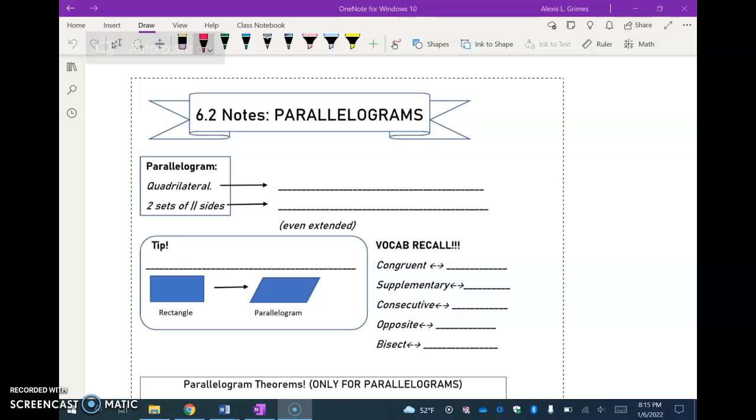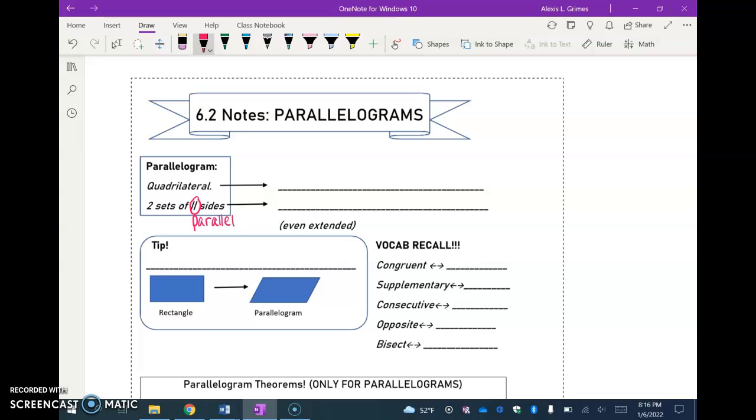Okie dokie. So now we're going to talk about parallelograms. So a parallelogram, definitions in this top left box here. A parallelogram is a quadrilateral that has two sets of parallel sides. Remember, this symbol here means parallel. Make sure you mark that if you don't know what that means.